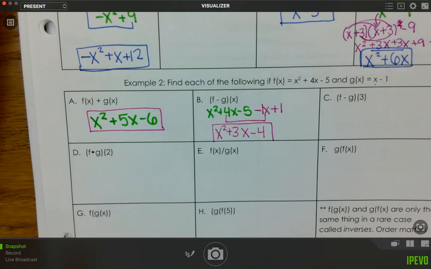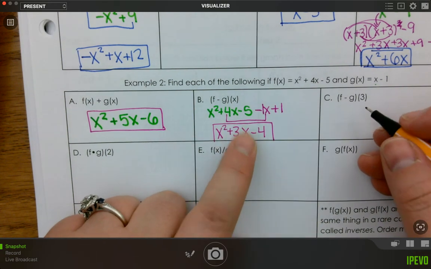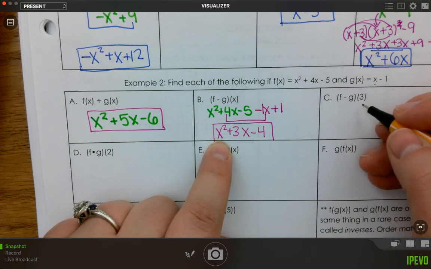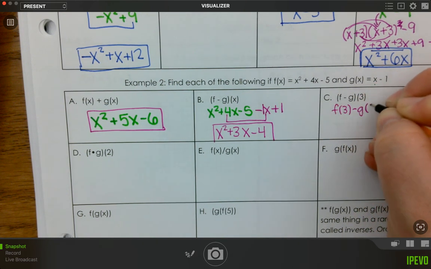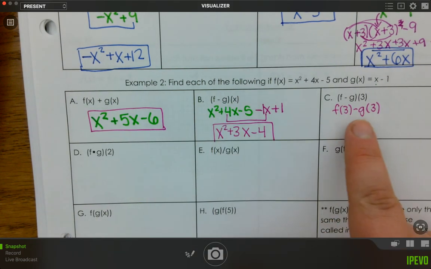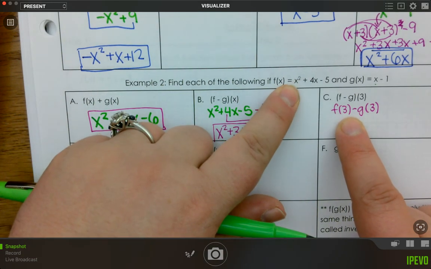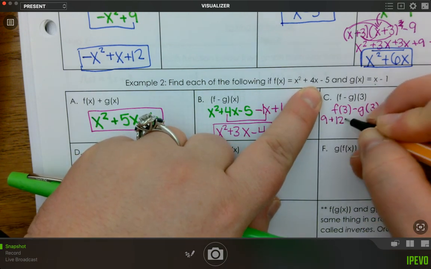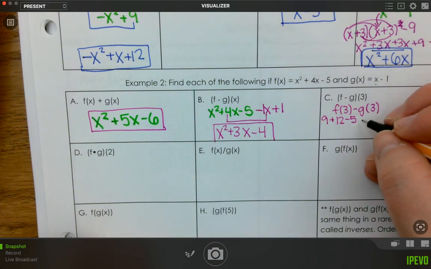Then you'll notice there's a number. That just means that either you're going to do this and subtract them, and I can plug in the number 3 over here, which is one way of doing it, or you can do this, f of 3 minus g of 3. Because like I said, you can either write it separate or together. This just means you plug in 3 into f of x. So let's see, that would be 3 squared, which is 9, plus 4 times 3, which is 12, minus 5. G of 3 would be 3 minus 1, which is 2.